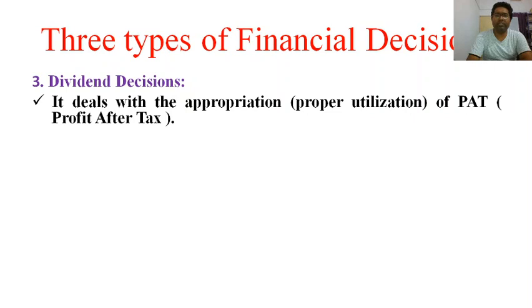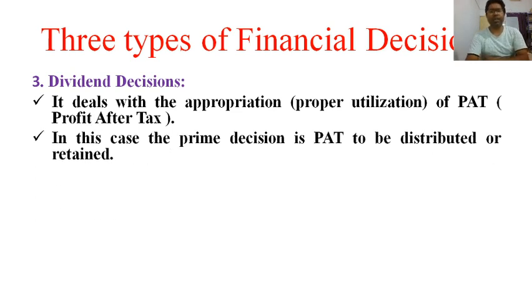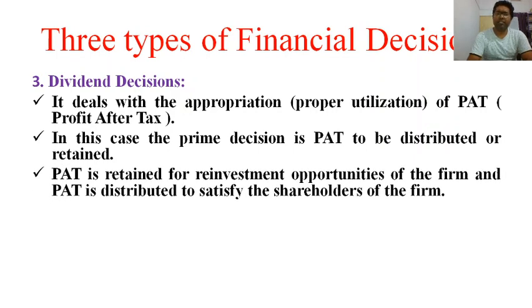Come to the third point, dividend decision. It deals with appropriation. Appropriation means proper utilization of PAT, profit after tax. So dividend decision is related to the proper utilization of profit after tax. In this case, the prime decision is whether PAT is to be distributed or retained. It means the firm decides either to distribute profit after tax or not to distribute it. PAT is retained for reinvestment opportunities of the firm, and PAT is distributed to satisfy the shareholders of the firm. So the basic objective behind the two decisions is different. In case of retention of profit, it is reinvestment opportunity, but in case of distribution of dividend, the firm wants to satisfy the shareholders of the firm.